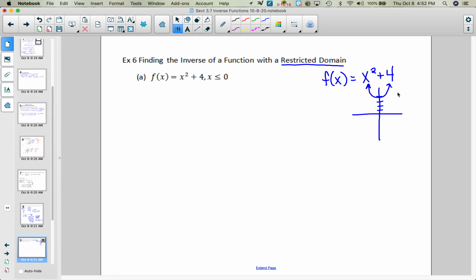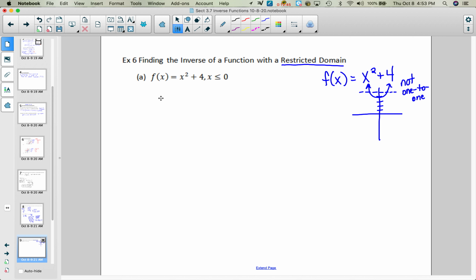Okay, clearly this does not pass the horizontal line test. So this is not one-to-one. It's a function, but it's not one-to-one. And since it's not one-to-one, the inverse can't be a function. So if we want the inverse to be a function, we have to restrict the domain. So we have to restrict the domain in a way that it would pass the horizontal line test.